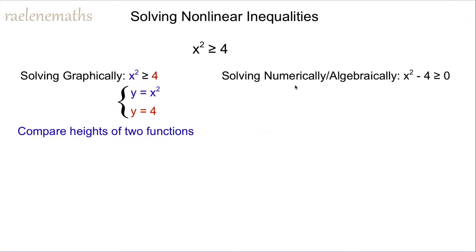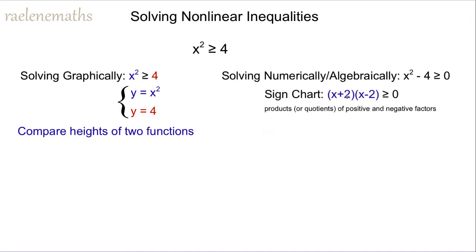Meanwhile, if we're solving numerically, we want to have a 0 on, say, the right side of the inequality. And so we are going to make a sign chart involving the factors of the left-hand expression or function. And in this case, we are going to compare the function value of x squared minus 4 with the value of 0. Namely, greater than 0 is positive and less than 0 is negative.